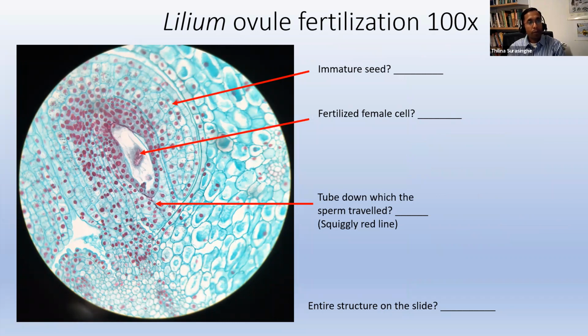Let's label this one, right? Well, immature seed, you know what that is, right? That is the ovule, right? Fertilized female cell, right? Remember, what do you call the fertilized female cell? Or the fertilized egg cell, what do you call that? Zygote. Correct, zygote, right?